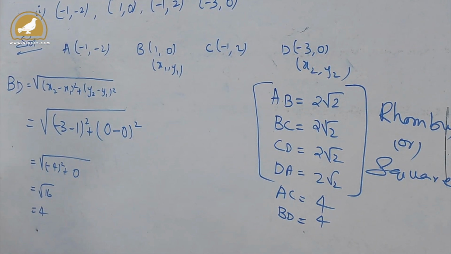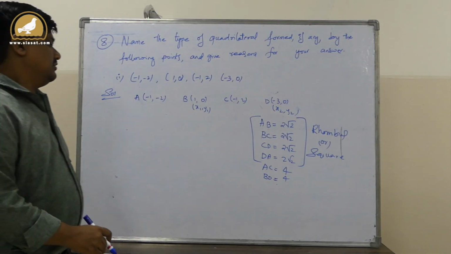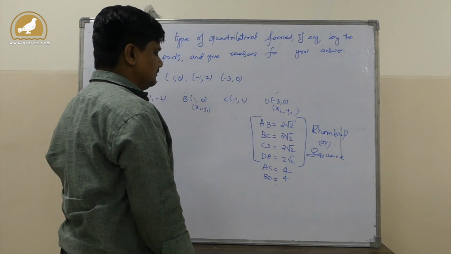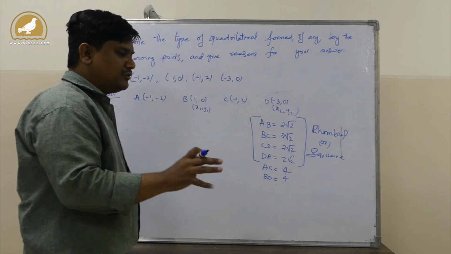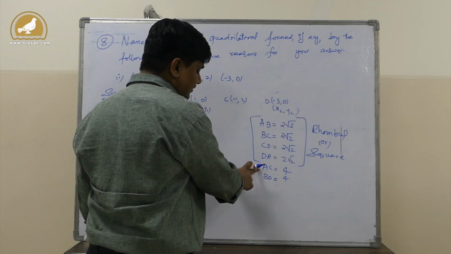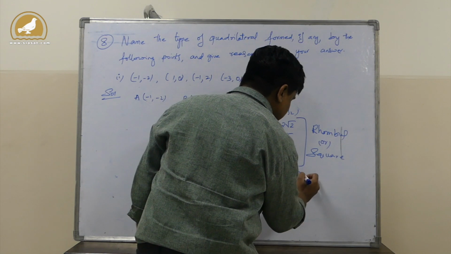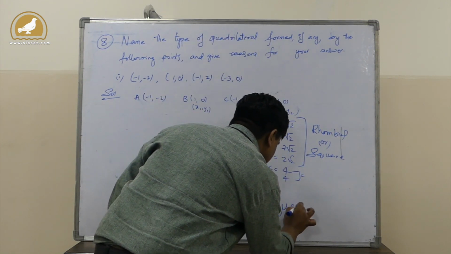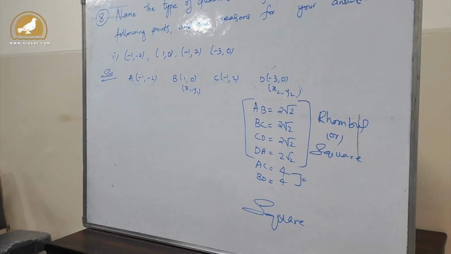Now we need to judge whether it is a rhombus or a square. Here we saw that all four sides are equal. So we come to a conclusion that it can be a rhombus or it can be a square. Now we need to check whether the diagonals are equal or not. If they are equal, as in this case, then I can say that it is a square. So how do we find out whether it is a square or a rhombus?